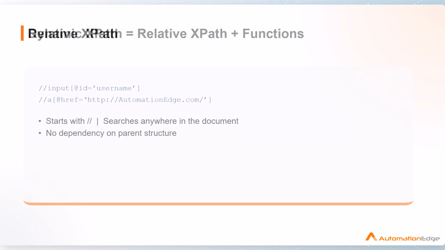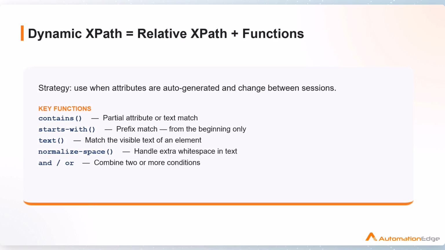Dynamic XPath is not a separate type. It is a strategy built on top of relative XPath. You use it when attributes like IDs or class names change between sessions. Instead of matching the full value, you use functions to match the stable part of it. Functions such as contains, starts-with, text, and normalize-space help us create dynamic XPath expressions. We are going to see these functions in detail.